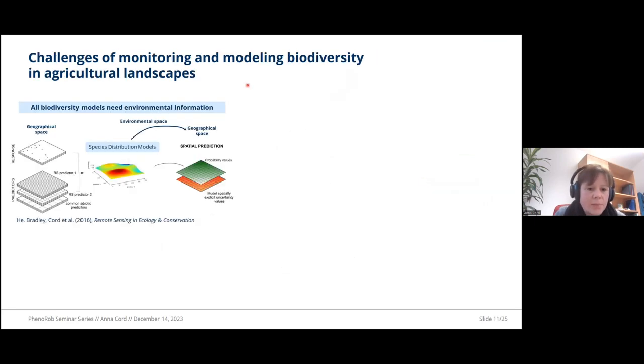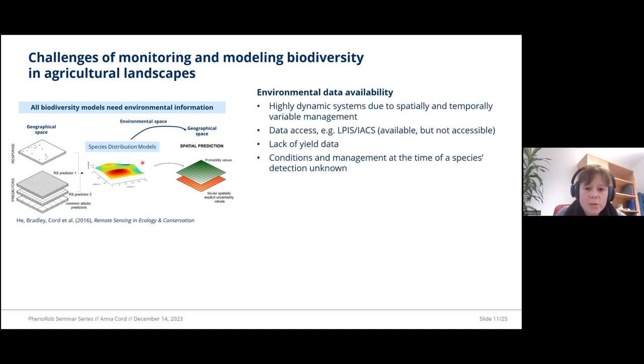But it's not so easy. And since my talk is about monitoring and modeling biodiversity, I want to summarize briefly, from my perspective, what the main challenges are. The main problem is that all biodiversity models need environmental information. So this is an example from species distribution models, which we also use in my group. And in these models, we always navigate between the geographical space and the environmental space, going back and forth. So we always need environmental data to make our predictions.